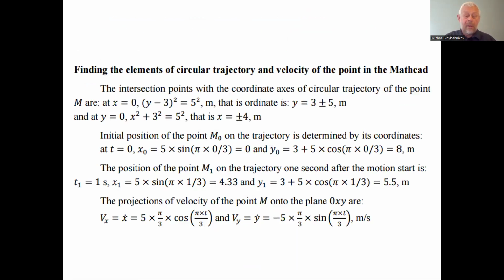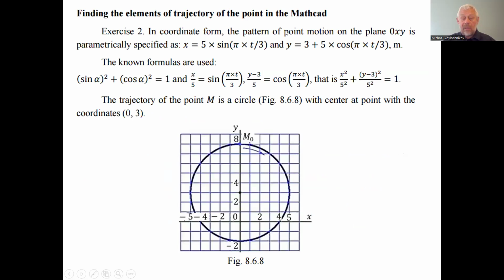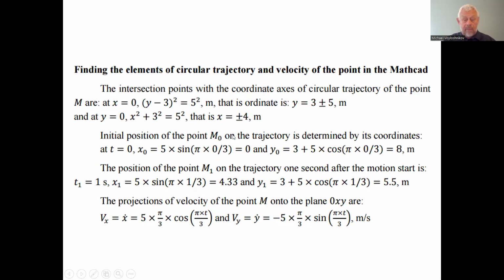Keep working. Next, the intersection points of the circle trajectory of the point M with the coordinate axes. If x is 0, then for the intersections we substitute 0 instead of x in the formula we got here, and we can find y. Y is equal to 3 plus minus 5. And if y is 0, the intersection is with the abscissa axis, so we substitute 0 for y in the formula of the circle. Then x will be equal to plus minus 4 meters.